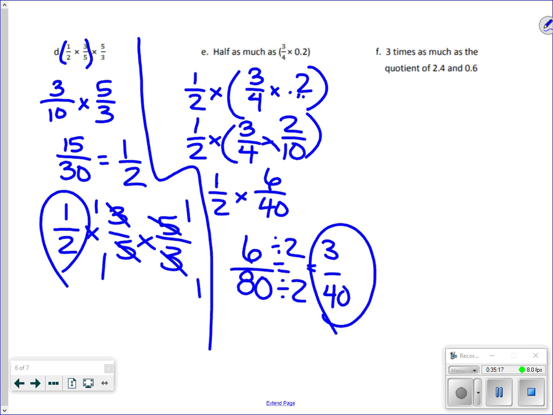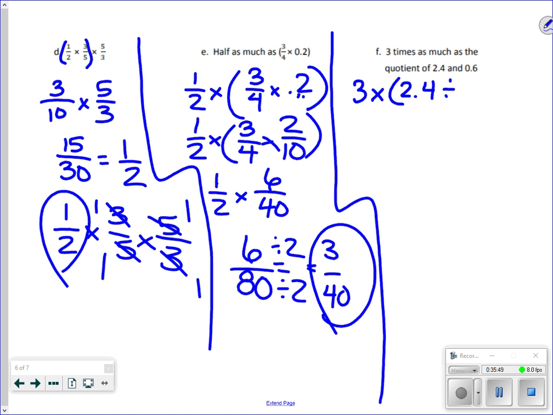3 40ths. Or you could have noticed that 2 could go into 6 in 2.0. I worked this problem 2 different ways because I saw 2 different ways that it could have been solved. And actually, the first way I solved it was way easier than the second one. So, I'm going to show you both ways. 3 times as much as the quotient of, which means division, divide, 2 and 4/10 and 6/10.